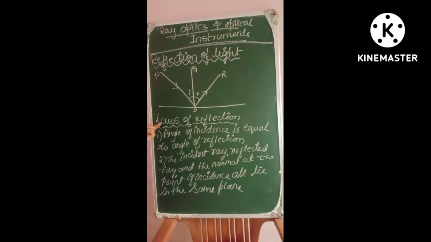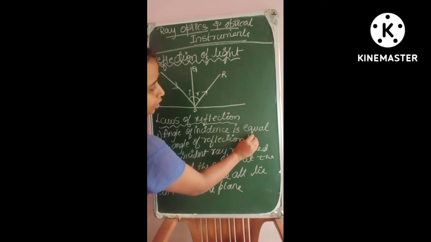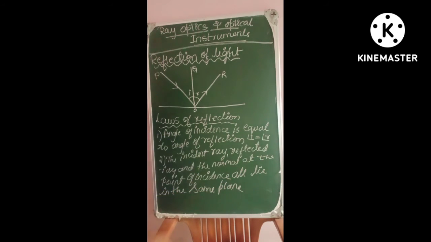For this reflection of light we have two laws. The first law states that the angle of incidence is equal to the angle of reflection. This is the first law. The second law states that the incident ray, the reflected ray and the normal at the point of incidence all lie in the same plane. This is the second law of reflection. These are the two laws of reflection. What is reflection of light? What are the laws of reflection of light?